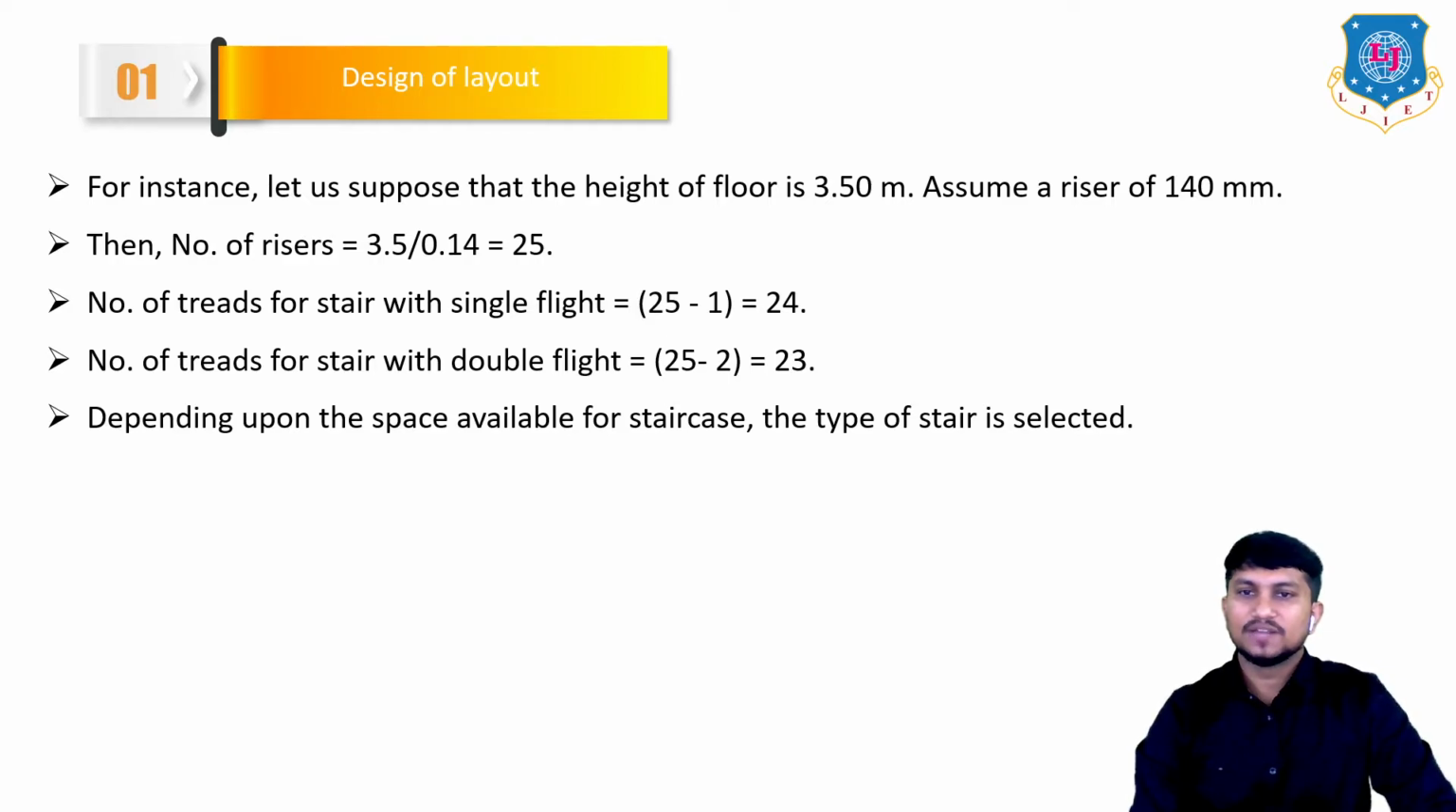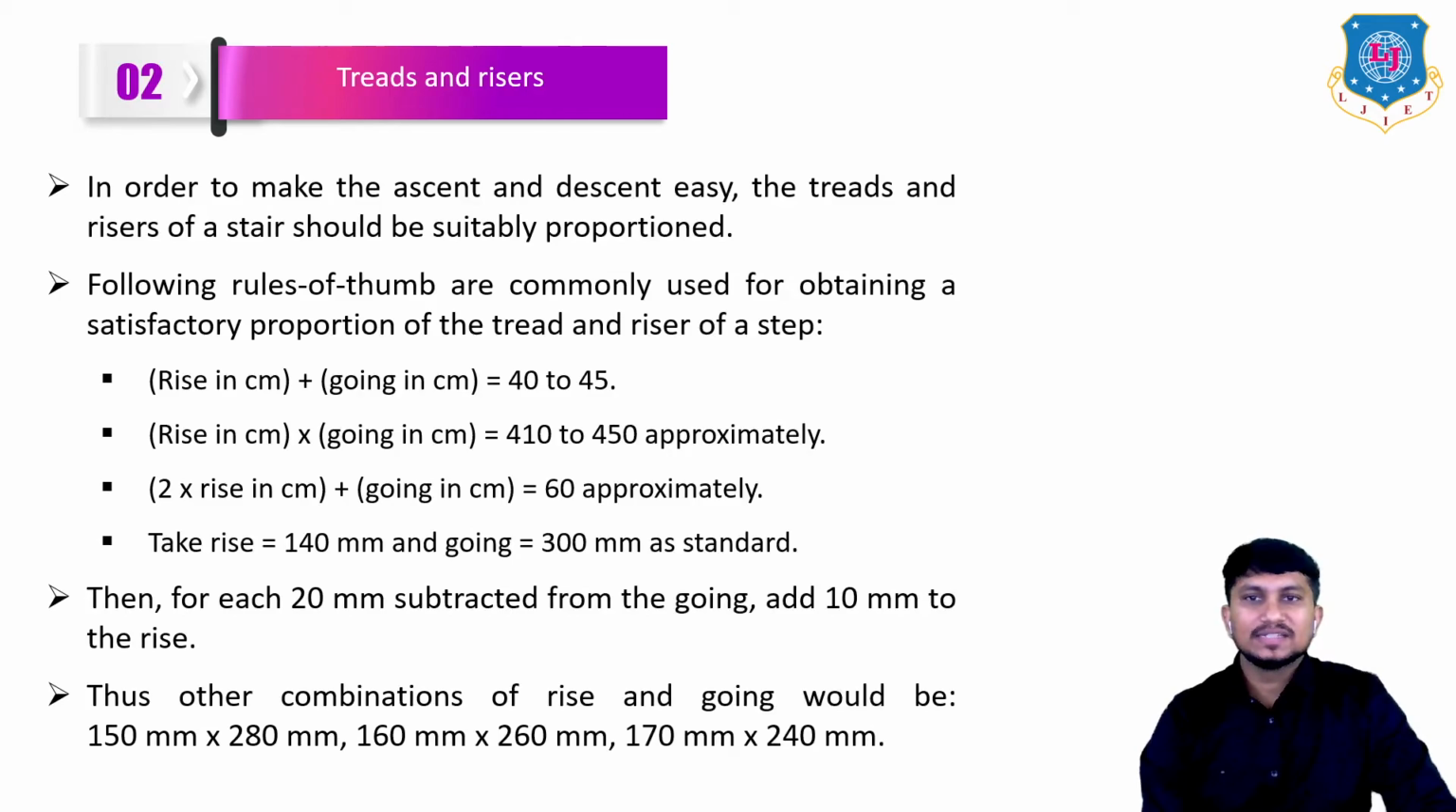Number of treads for stair with double flight. For double flight, we have to deduct two from the number of risers. So 25 minus 2, 23. Depending upon the space available for staircase, the type of stair is selected. Second requirement of stair is treads and risers.